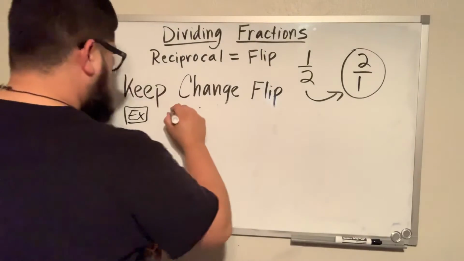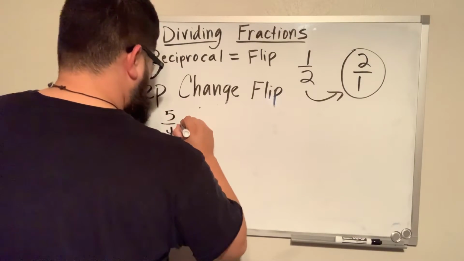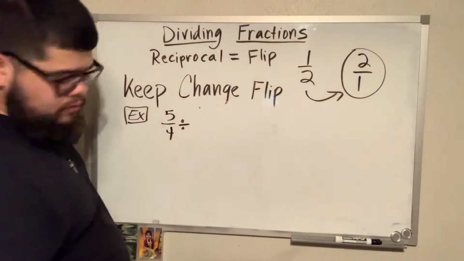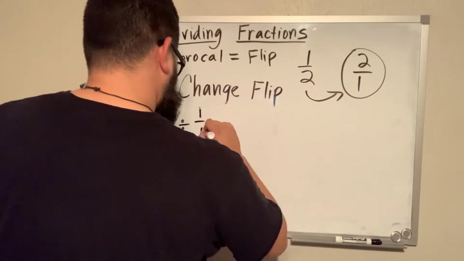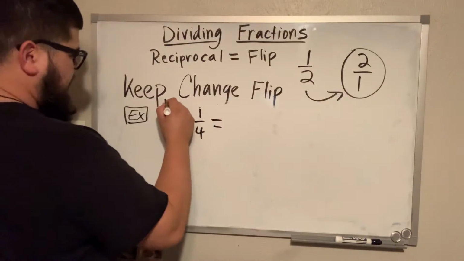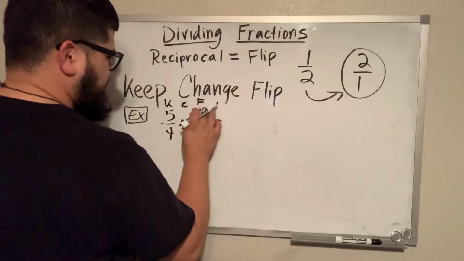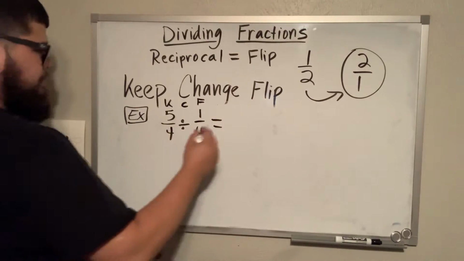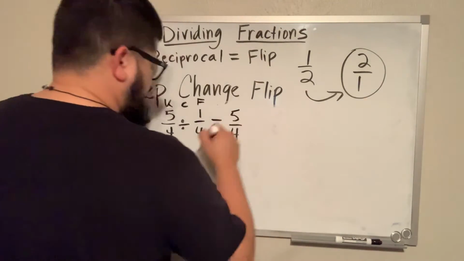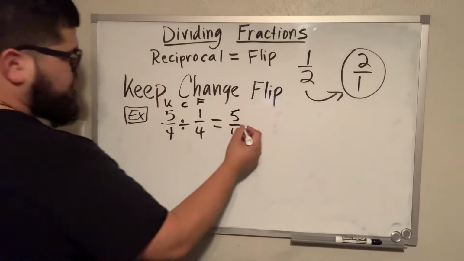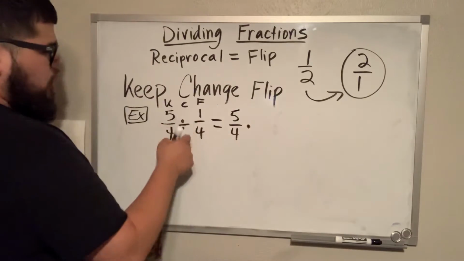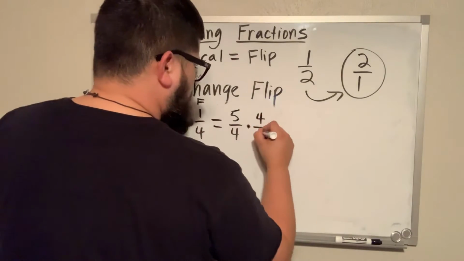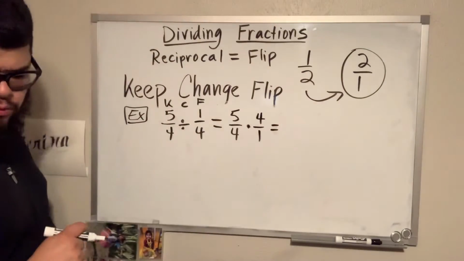We're going to have 5 over 4 divided by 1 over 4. Right? Remember, K, C, F. Keep 5 over 4, the same exact thing. Change division to multiplication. Flip 1 over 4 to be 4 over 1. Right? That's what we're going to do here.